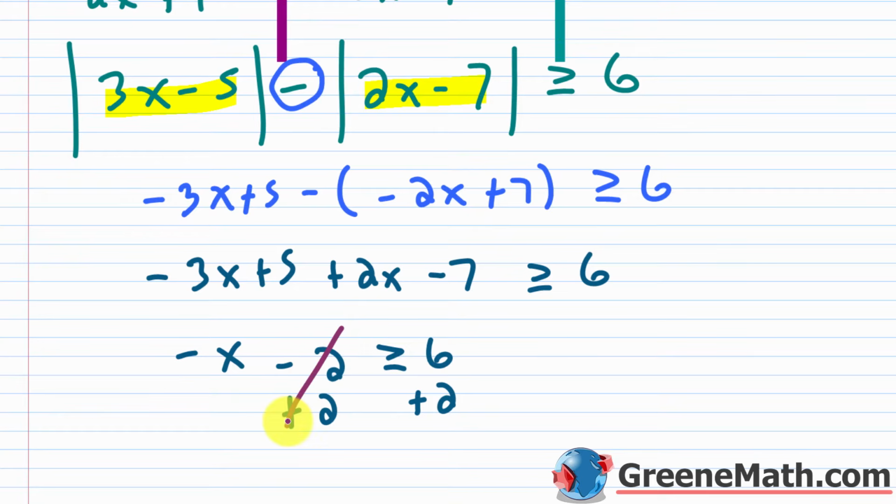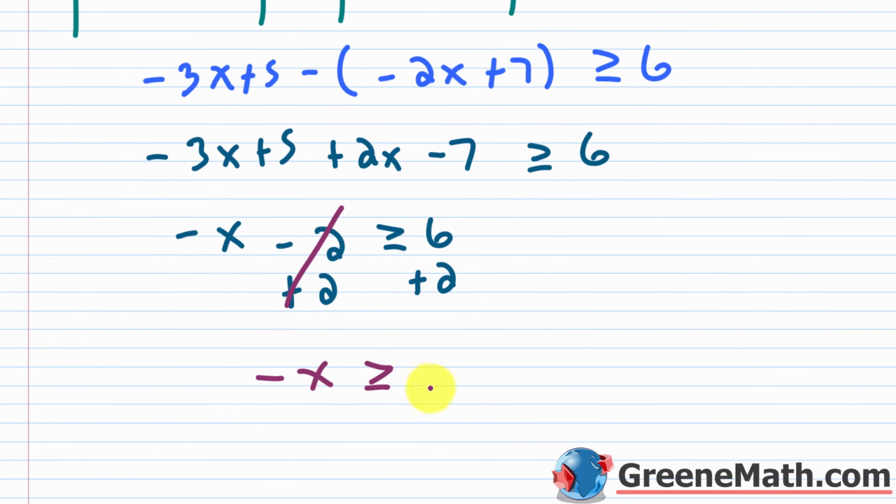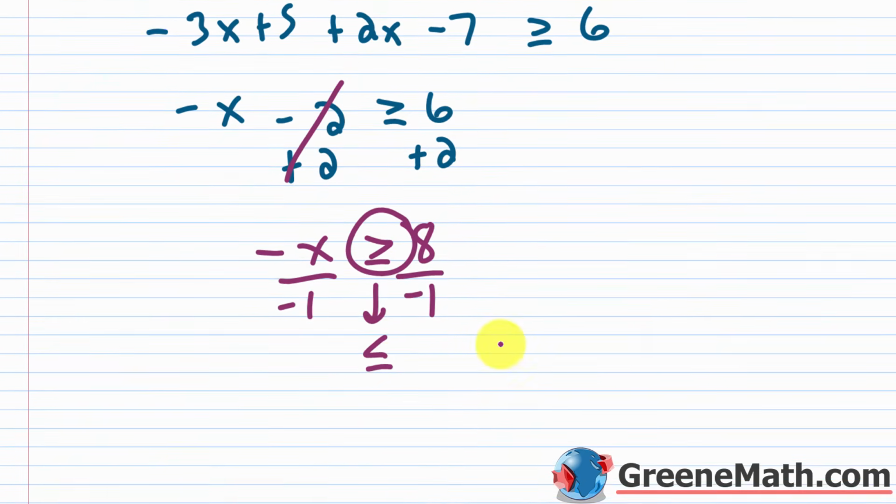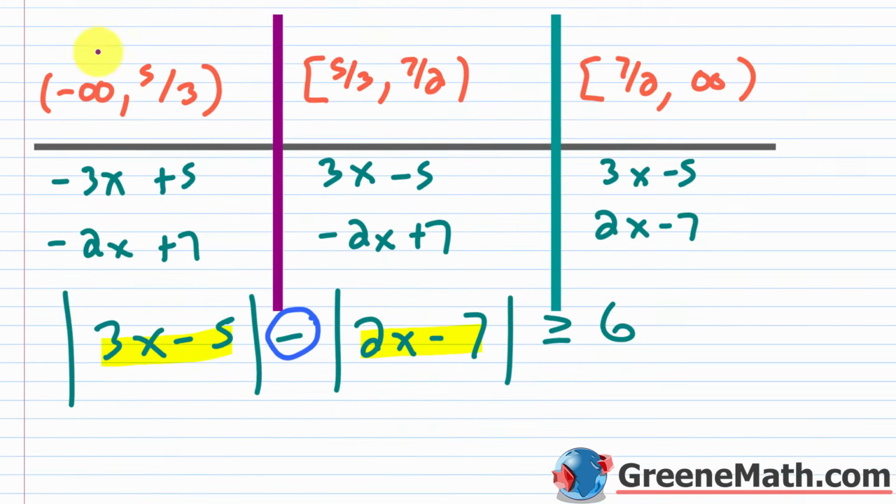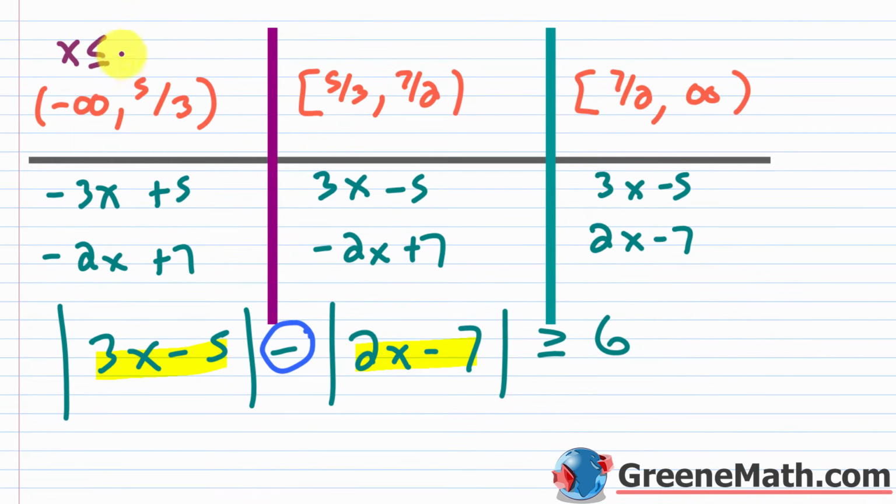Let's cancel this away. We'll say negative x is greater than or equal to 6 plus 2, which is going to be 8. If we divide both sides by negative 1, remember to flip the direction of the inequality symbol here. This cancels, x is less than or equal to 8 divided by negative 1, which is going to be negative 8. So x is less than or equal to negative 8. So coming back up here, we have x is less than or equal to negative 8. And does that fit in this interval? Yes, it does. So we can take this solution.